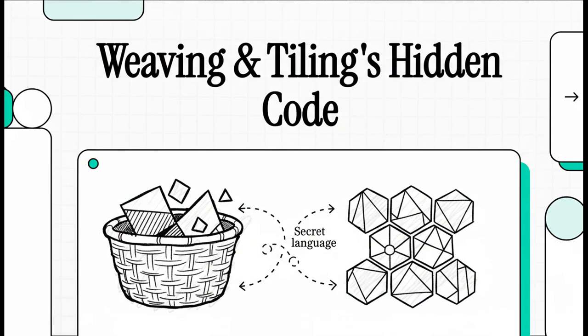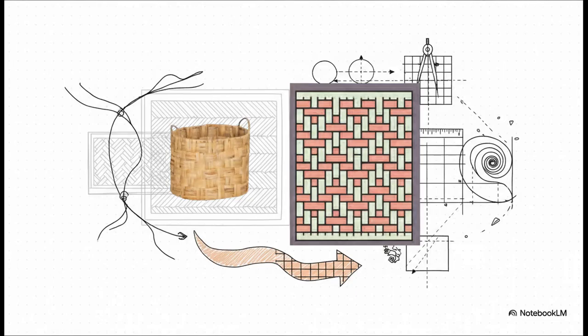Have you ever looked at something like a hand-woven basket and then looked at a really complex geometric floor tile and thought, okay, these two things are worlds apart? Well, what if I told you they actually share a secret language, a hidden code that's built on the exact same super simple rules? Just take a look at these two images.